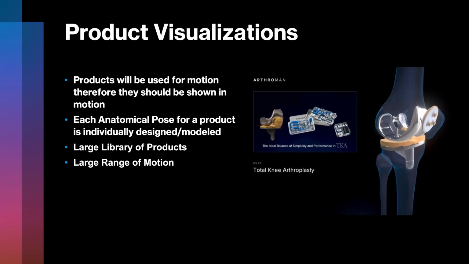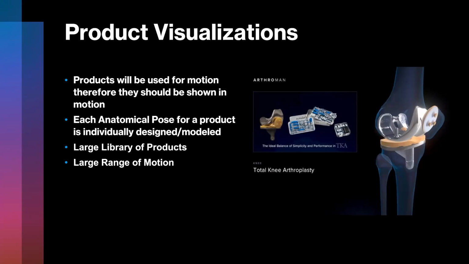So to talk a little bit more about the software, there's products that will be used for motion, therefore they should be shown in motion. There's anatomical poses. They're individually designed and modeled. So that means an artist has to make every single one of the poses if they wanted to do different poses, or they would have to create a full animation for it.